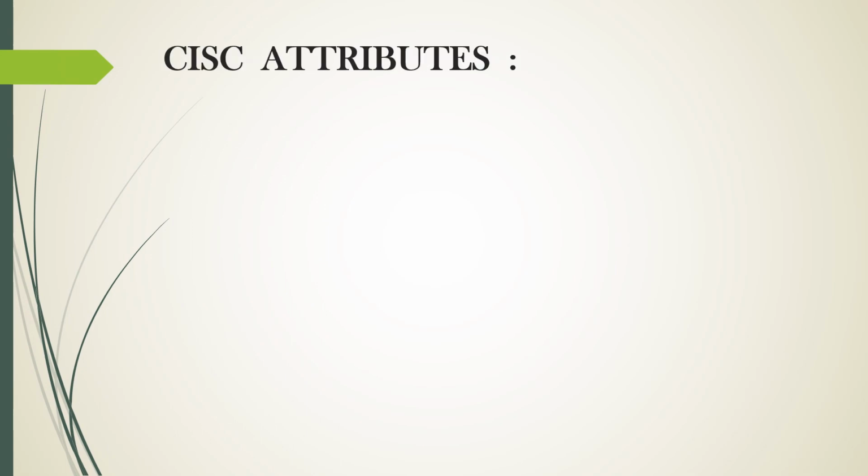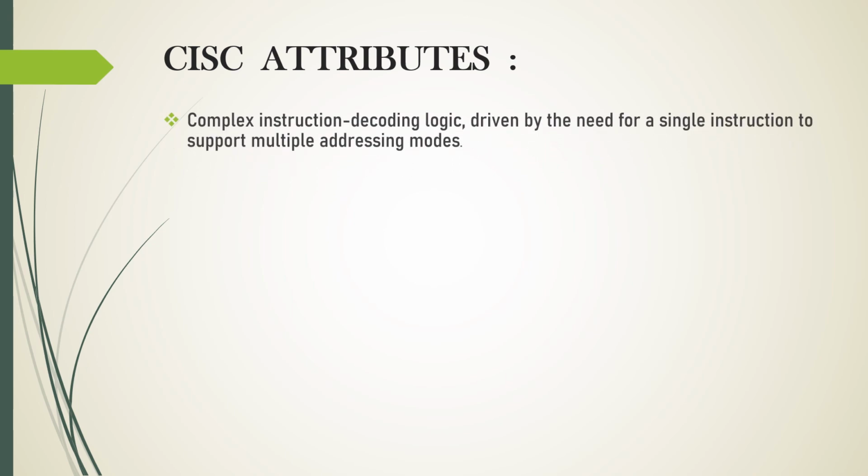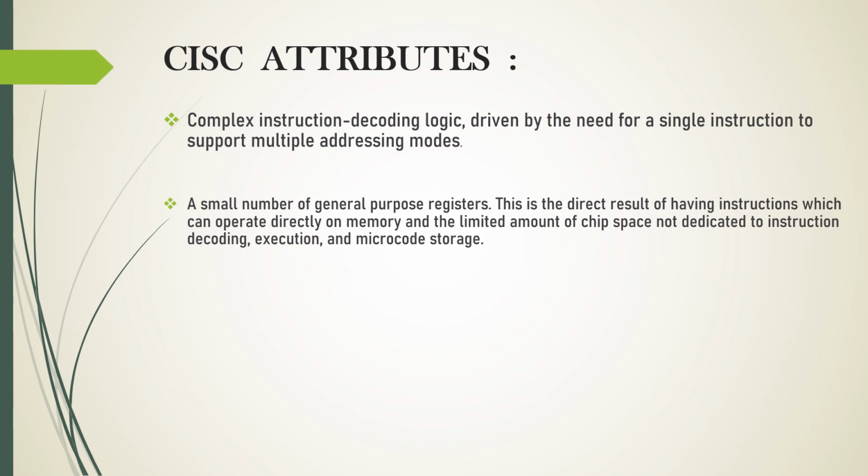Now let us look at some of the attributes of CISC architecture. The first one is complex instruction decoding logic, driven by the need for a single instruction to support multiple addressing modes. The second one is a small number of general purpose registers, the direct result of having instructions which can operate directly on memory and the limited amount of chip space not dedicated to instruction decoding, execution, and microcode storage.